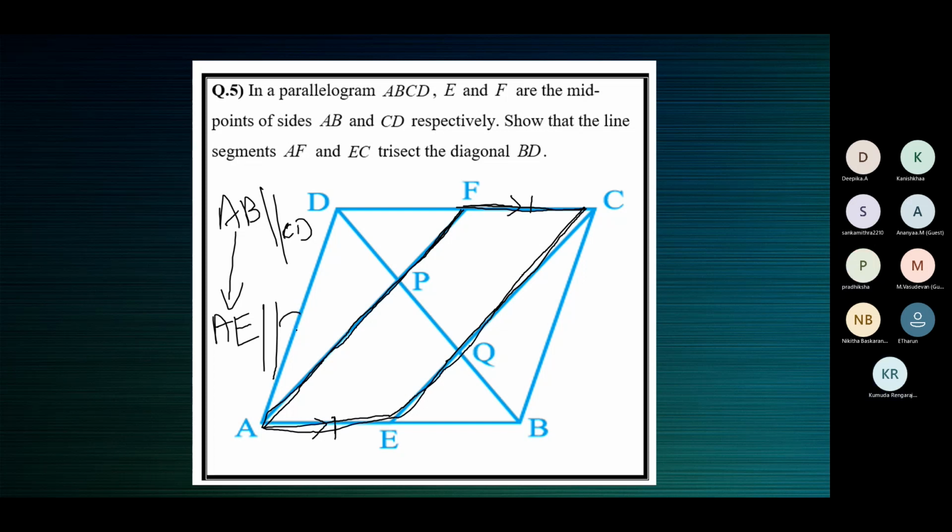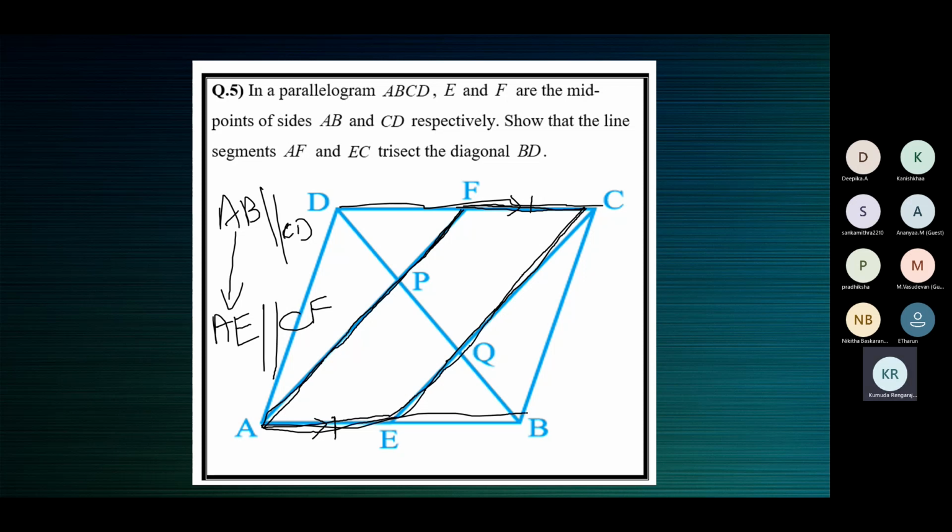CF. Since AB is parallel to CD, any portion of AB will be parallel to any portion of CD. It can be a small portion of AB parallel to a big portion of CD. That's okay. The line segments that are parallel need not be equal.